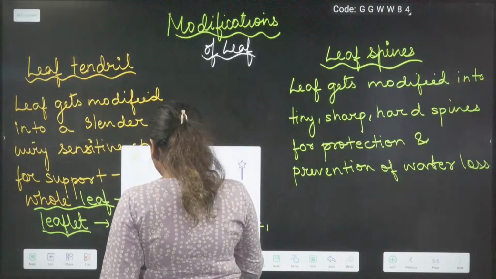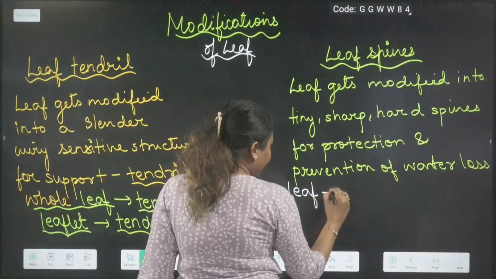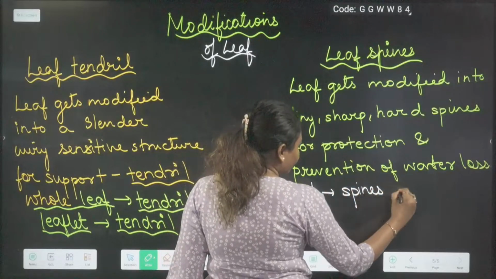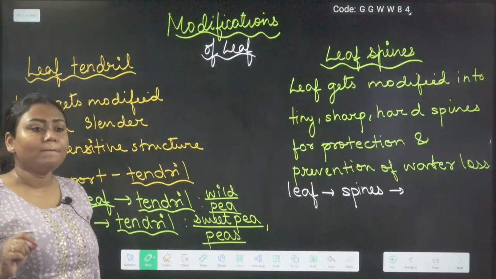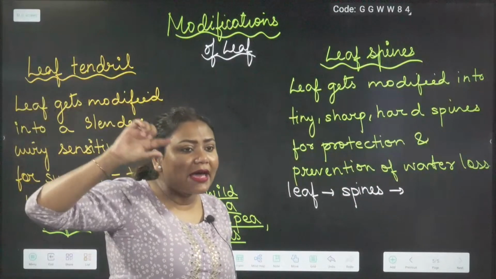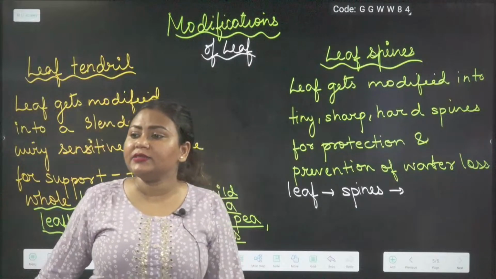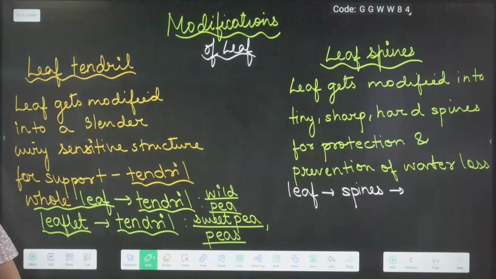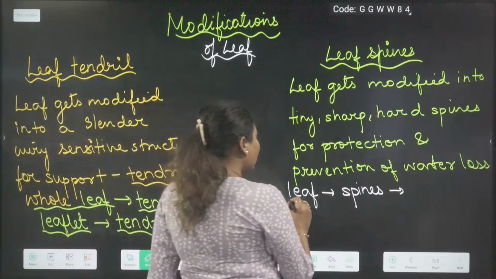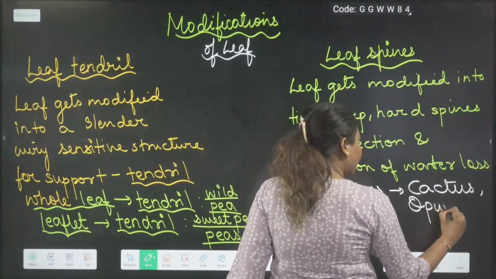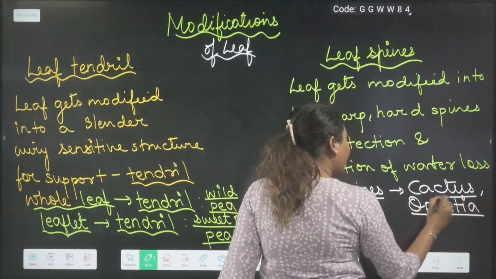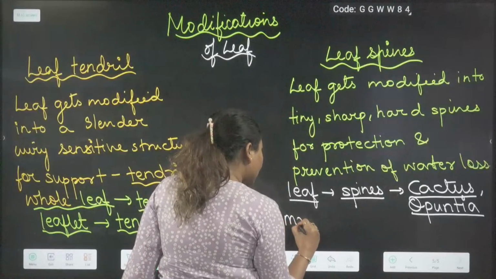Now, the second one is aloe vera. Have you seen aloe vera? Have you seen that the margins of aloe vera have spines? Yes. So the leaf is modified into spines in cactus, in Opuntia, and Euphorbia.